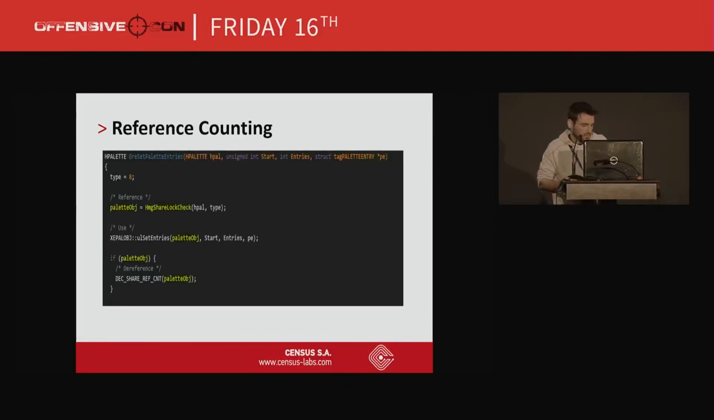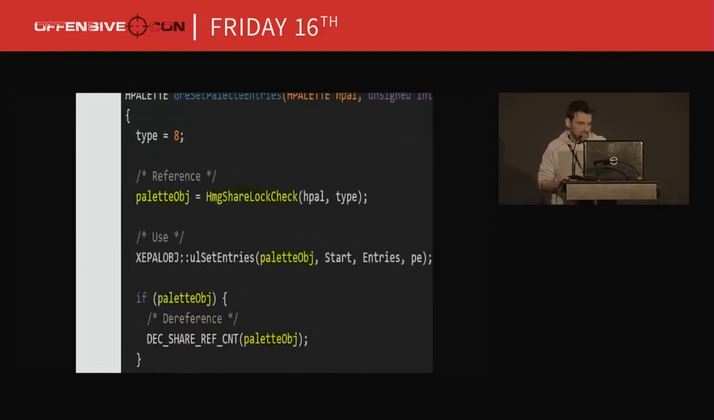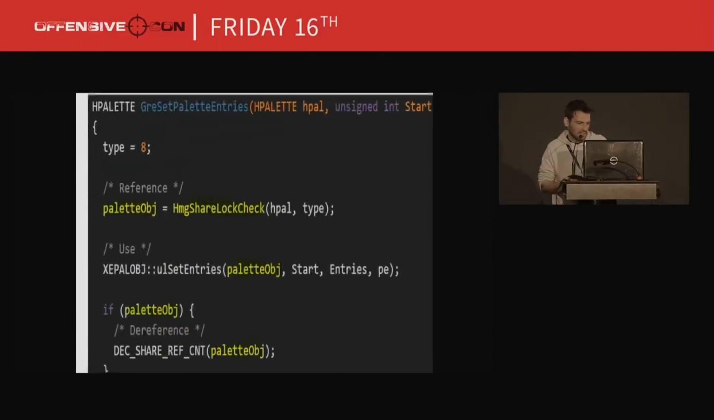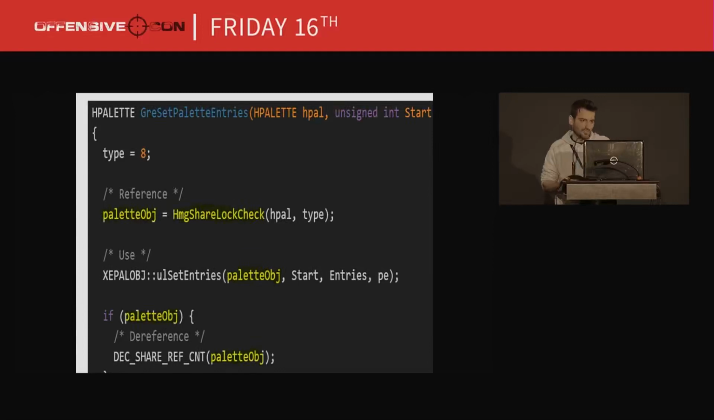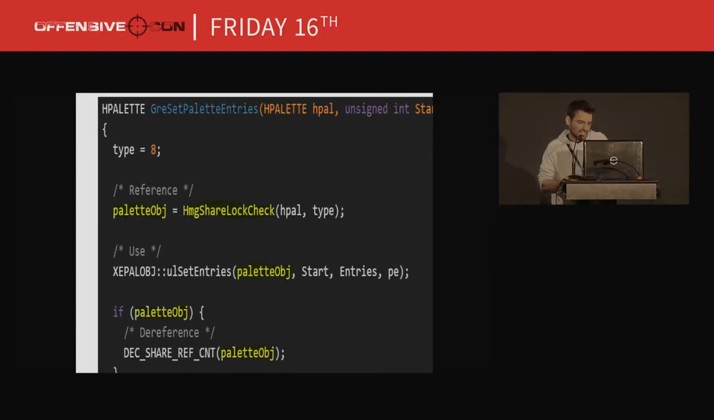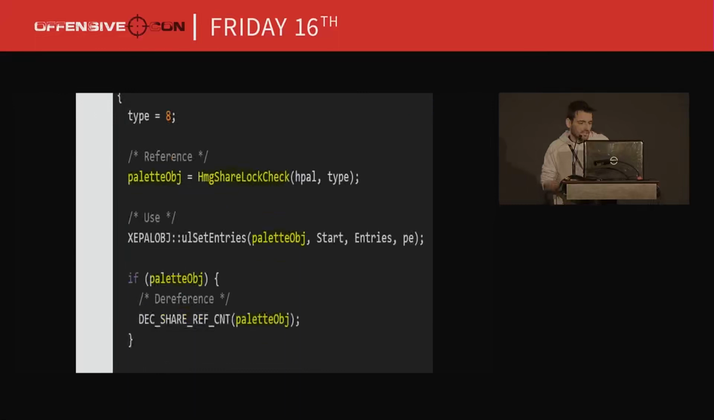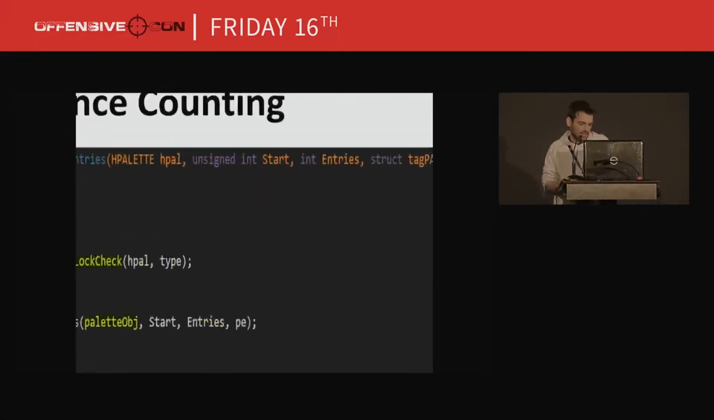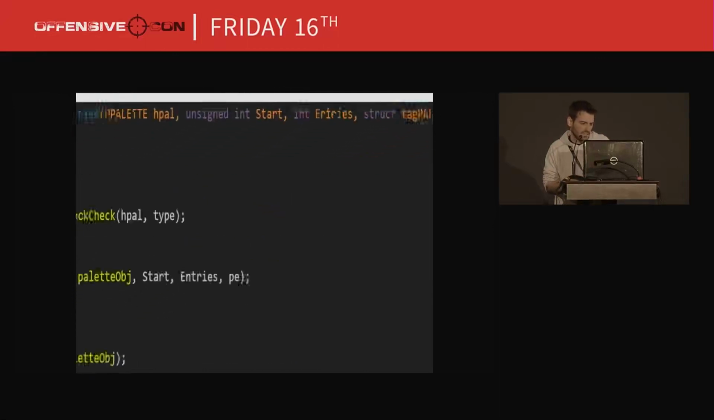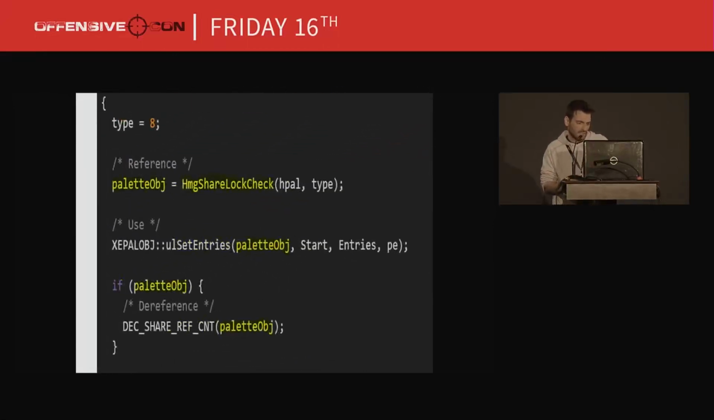So here is the pseudocode of set palette entries. As you can see, it calls the SEBLOCK check with the hpal, which is actually the handle that we have provided from user space. The SEBLOCK check is going to find the lookup entry, will reference the object, and will return the address of the palette. Then in set entries, we are going to write the palette entry that we have provided from user space to the pal color of that palette. And then in DEC_REF_COUNT, we are going to dereference that object.